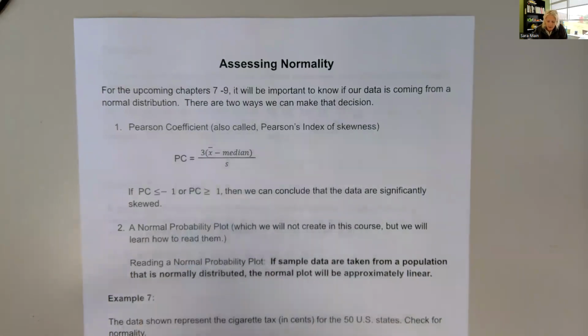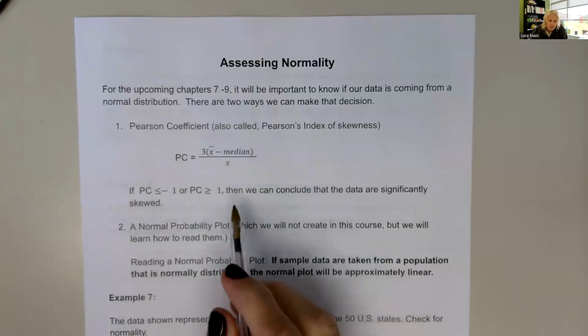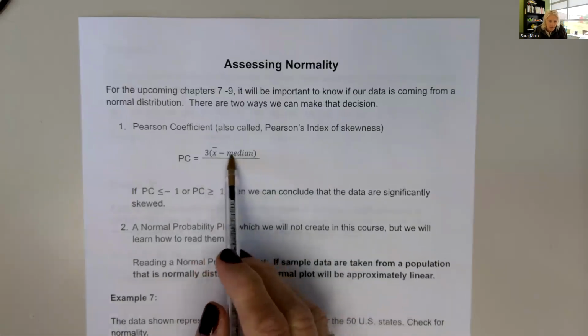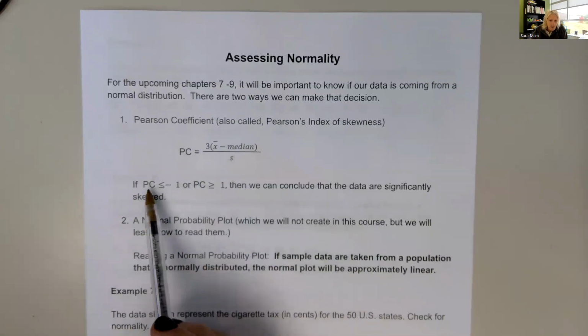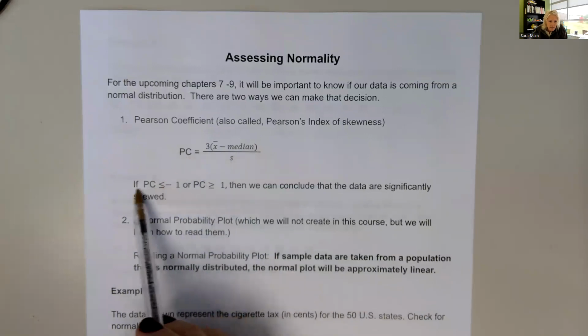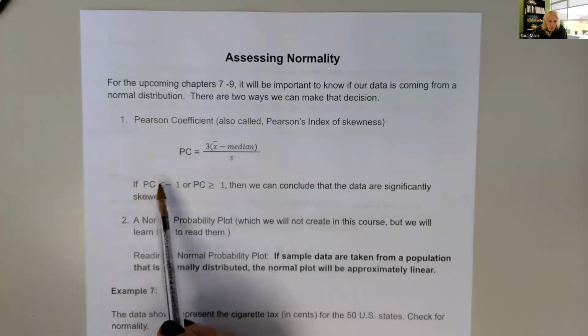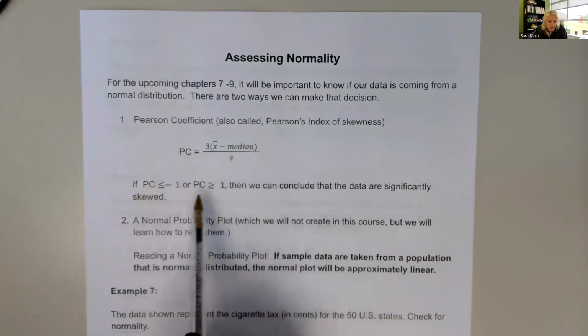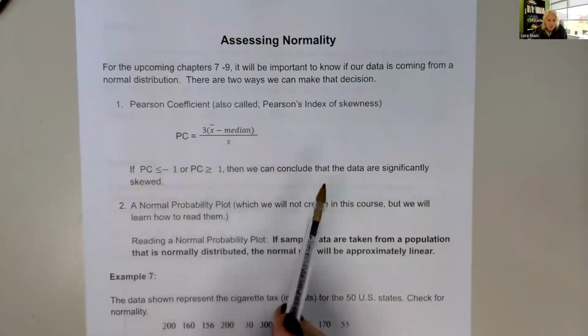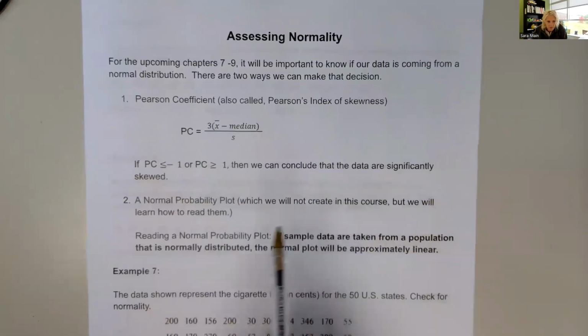And we can calculate that by taking 3 times the difference of the mean minus the median, and then dividing by the standard deviation. If this PC is less than or equal to -1, or greater than or equal to 1, then we can conclude that the data are significantly skewed. And thus we would say that they're not normally distributed.